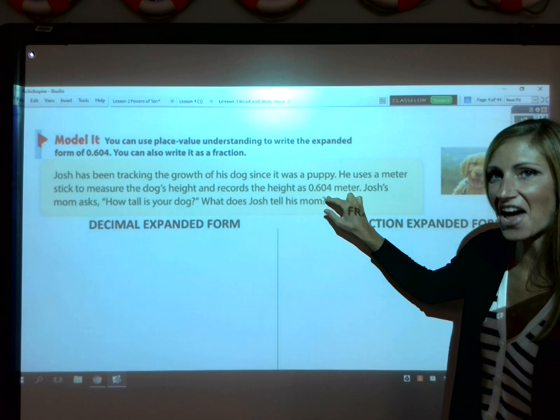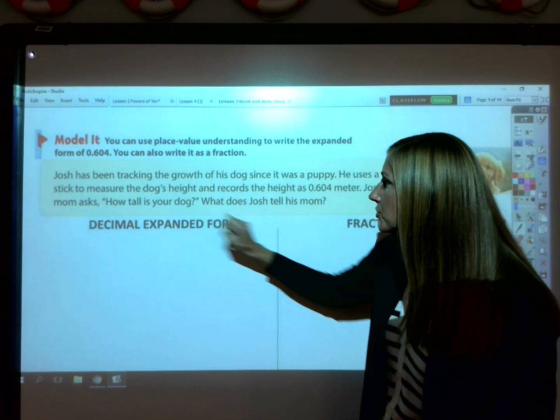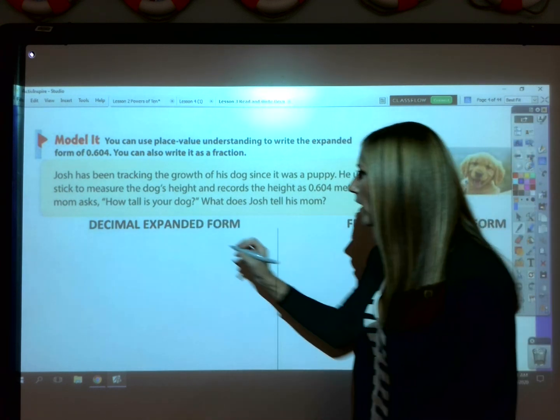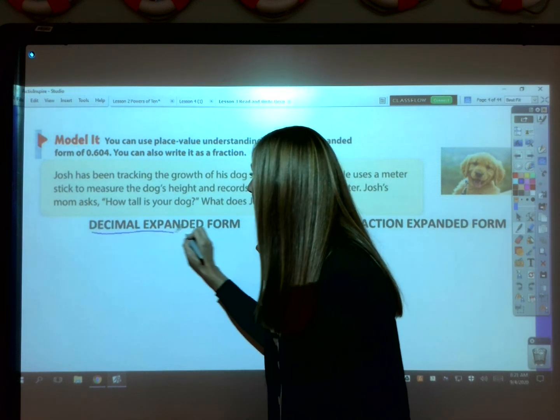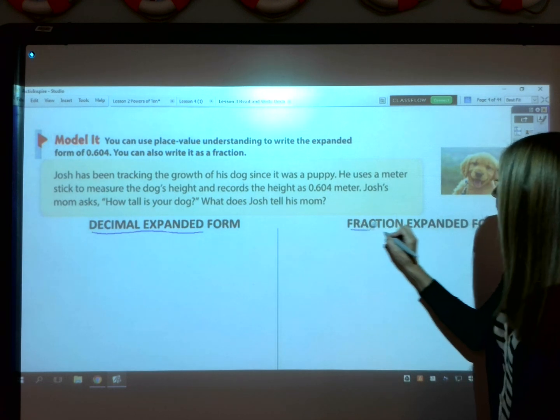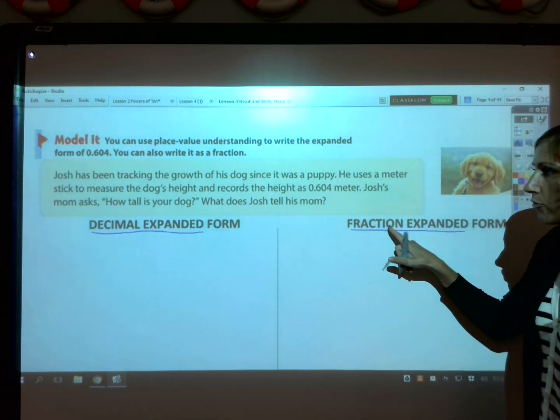604 thousandths meter. Josh's mom asked, how tall is your dog? What does Josh tell his mom? So we're going to look at this in two ways. We're going to look at this with expanded form as a decimal. And not only that, but we are going to look at how we can write expanded form as a fraction.